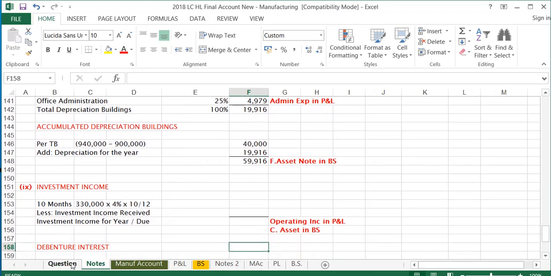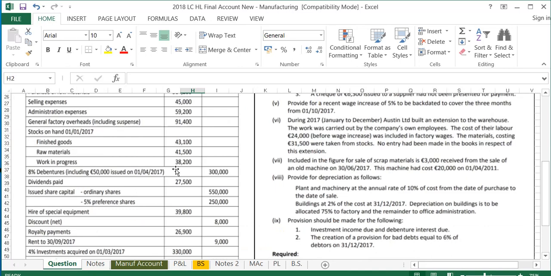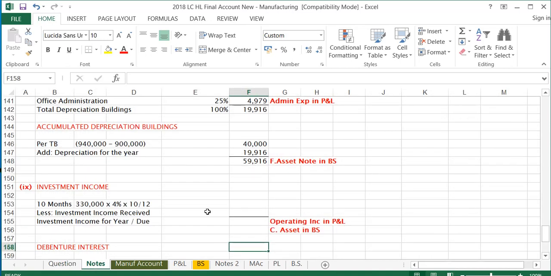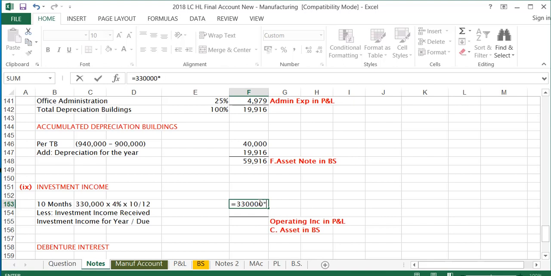For the investment income, if I look at my trial balance, if I go to my investments, there are 4% investments acquired on the 1st of the 3rd, and they're 330,000. So I only had them for 10 months, and they're worth 330,000, and the rate of interest is 4%. So 330,000 by 4% by 10 over 12, because I had them for 10 months, leaves me with 11,000.